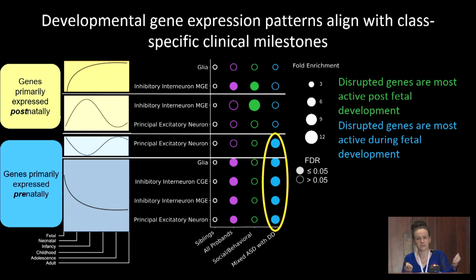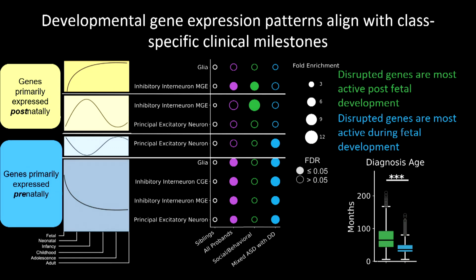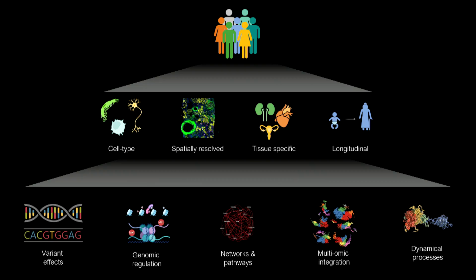very different potential trajectories. And in fact, if we look clinically at the diagnosis age, indeed, that is completely reflected in the diagnosis age, where the kids in the mixed autism with developmental delay subclass are diagnosed very early and significantly earlier than the kids with the social behavioral subclass. Of course, that has all sorts of implications for understanding how to support these children, what to tell these families potentially in terms of their trajectory, et cetera.